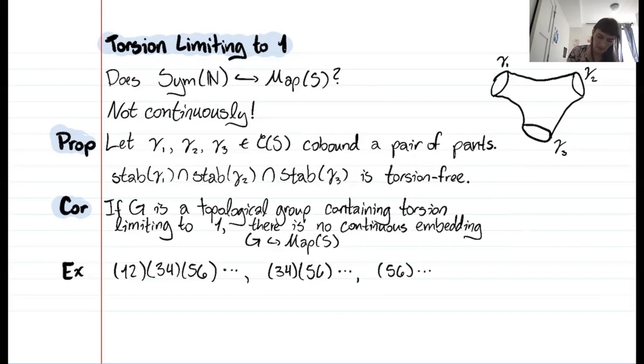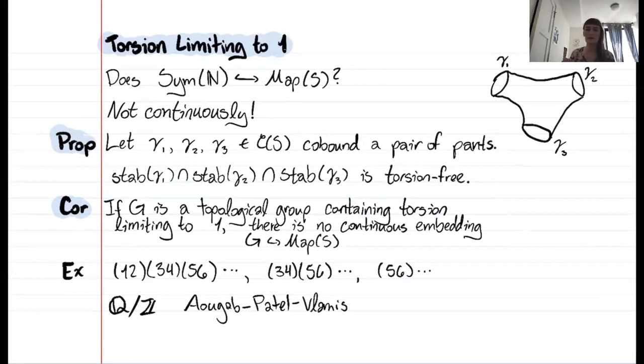Another interesting example of a topological group which contains torsion limiting to the identity is Q mod Z, which you could think of as a topological subgroup of, say, the circle group. Something that's why this is super interesting is this is a countable group. So a theorem of Aougab, Patel, and Vlamis says that you can actually find some surfaces S for which Q mod Z embeds into the mapping class group of S. And in fact, you can embed it as a group of isometries.